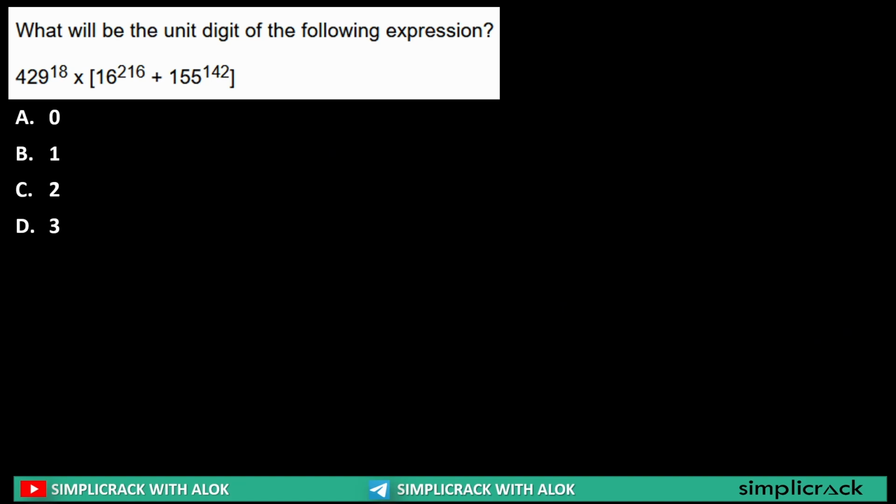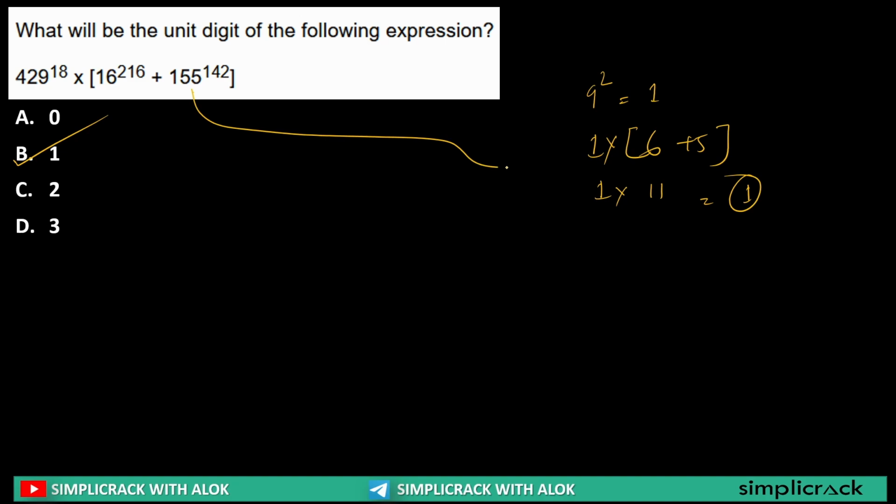What will be the unit digit of the following expression? Say, unit digit of 19 to the power 18. So it is 9 square, that is 1. Unit digit of 6 to the power 216, it will always be 6. Then 5, that is 5. So 1 into 6 plus 5 is 11. So unit digit will be 1. I hope you are getting this. Unit digit of 5 will always be 5. Unit digit of 6 is 6. Unit digit of this whole thing is 9 square, that is 1. So it will be 1.